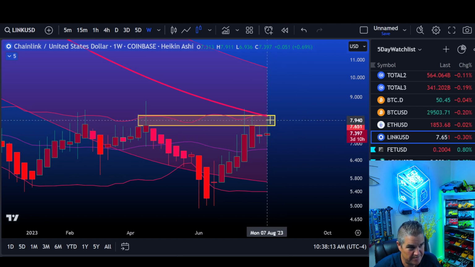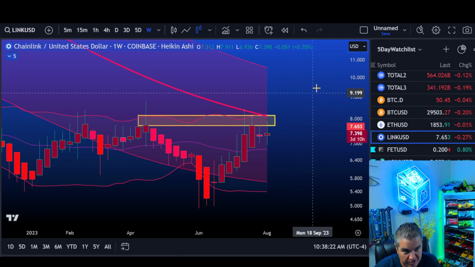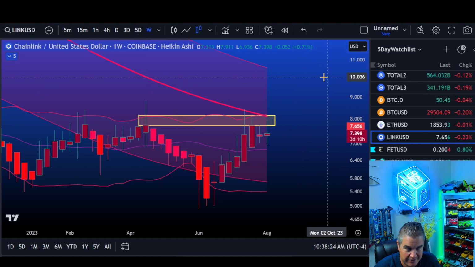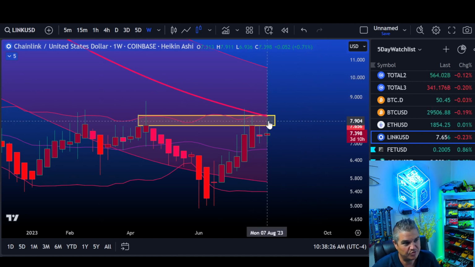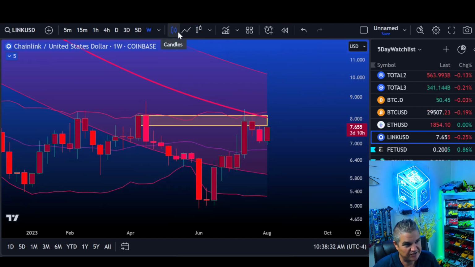So let's keep that in mind. This is a big zone. This shouldn't be taken lightly. If they close back above 8, there's big things potentially on the horizon. Maybe a breakout here. Maybe we can make a run towards double digits. All that starts to brew only if we could flip back to 8. So hopefully that helps. Back to traditional candles.